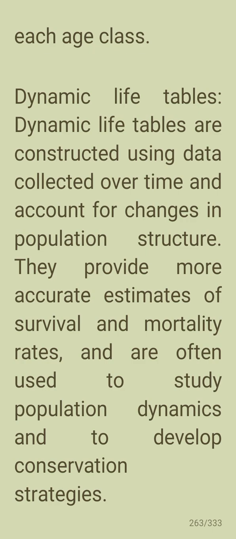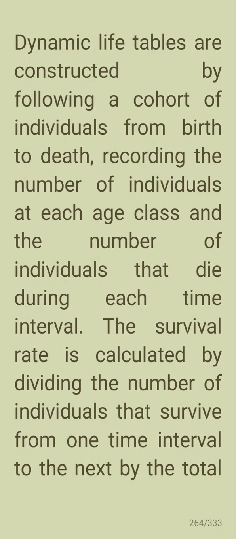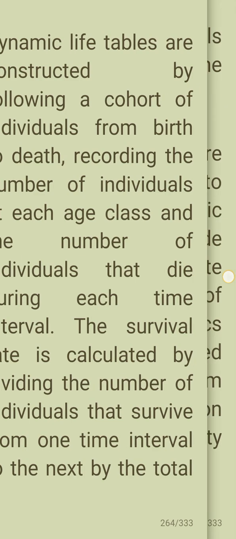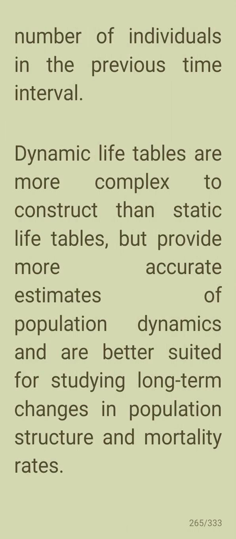Next is the dynamic life tables. Dynamic life tables are constructed using data collected over time and account for changes in population structure. They provide a more accurate estimate of survival and mortality rates and are often used to study population dynamics and to develop conservation strategies. Dynamic life tables are constructed by following a cohort of individuals from birth to death, recording the number of individuals at each age class and the number of individuals that die during each time interval. The survival rate is calculated by dividing the number of individuals that survive from one time interval to the next by the total number of individuals in the previous time interval.